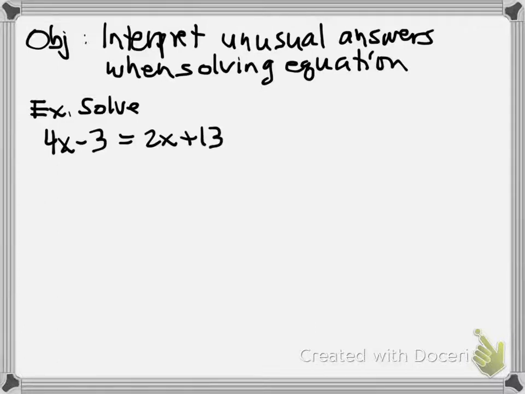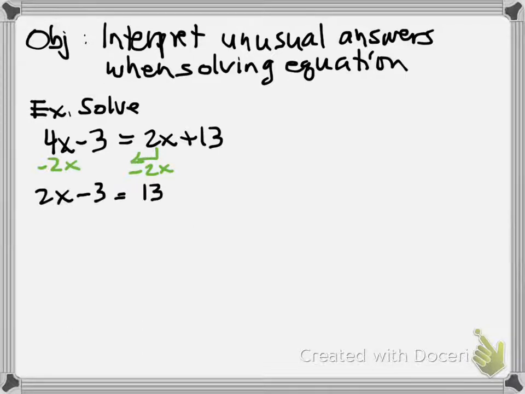All right, so what's the first step? Do we have any like terms on the left or on the right? No. Do we have any parentheses? No. So what we're about ready to do is opposite. We're going to go opposite sides, okay? So what are we going to start with? Subtract 2x. Yeah, we want to get the variables on the left, so opposite would be subtracting 2x from both sides. That gives me 2x minus 3 equals 13.